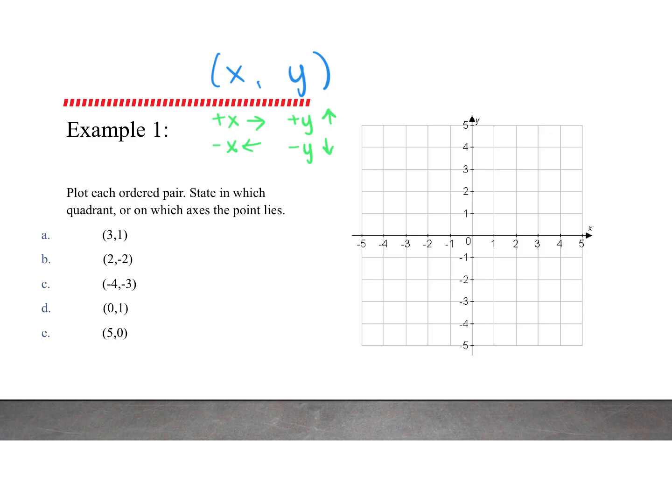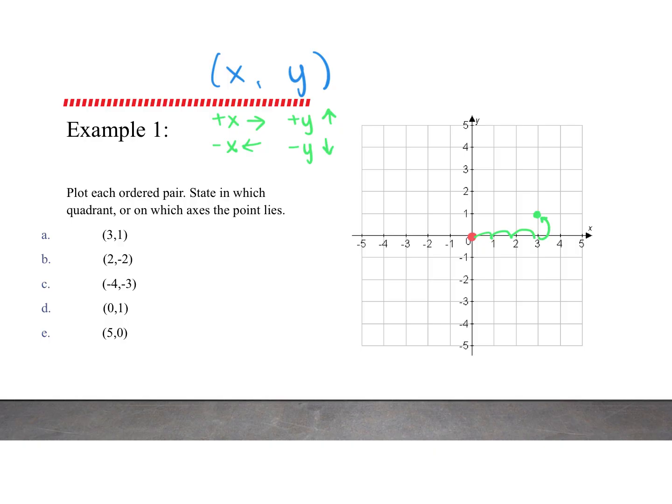So let's try our first one. We have 3, 1. So from that origin spot, again, I'll put it in red there so we see it. We're going to move positive 3. So that's going to be to the right. 1, 2, 3. And then the y coordinate is a positive 1. So we're going to move up 1. And we're going to put it right here.